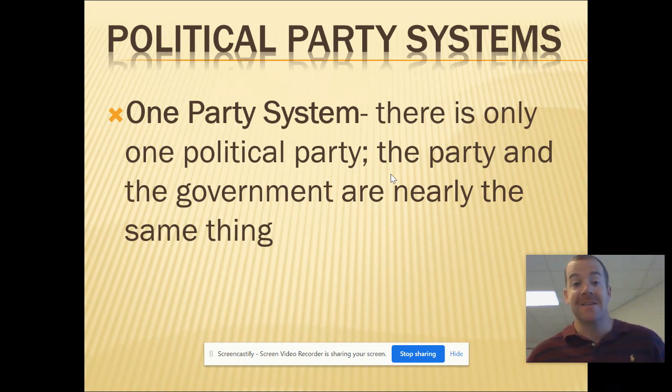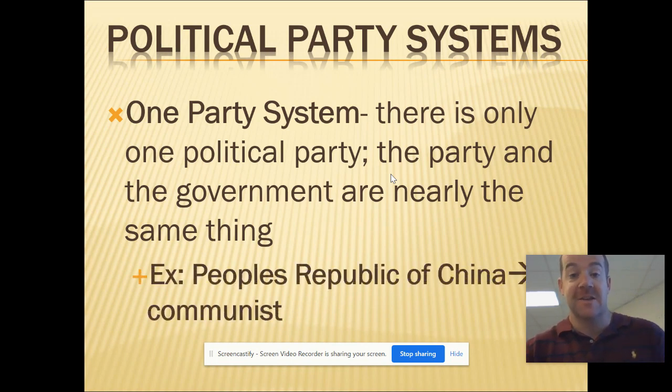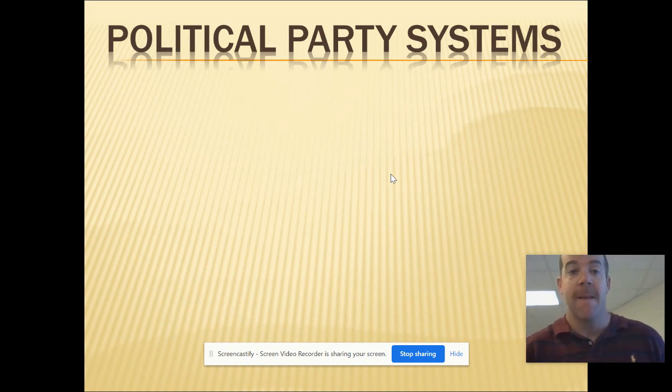And this still exists today in some areas of the world, some countries, particularly where there's a very regimented, authoritarian, or totalitarian government. Here's an example: the People's Republic of China, North Korea. There's another example for you.